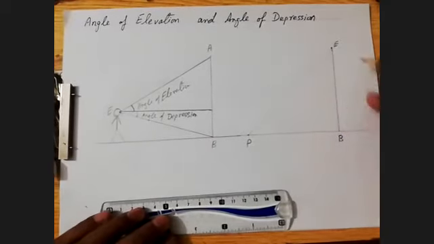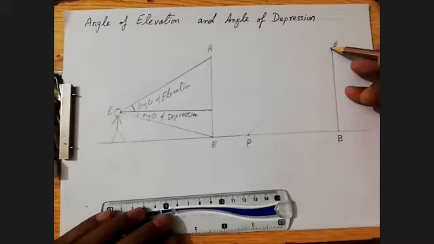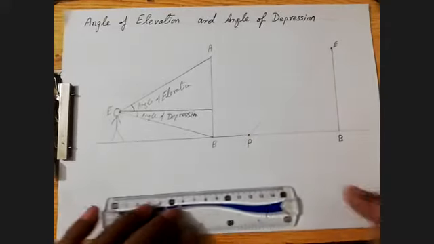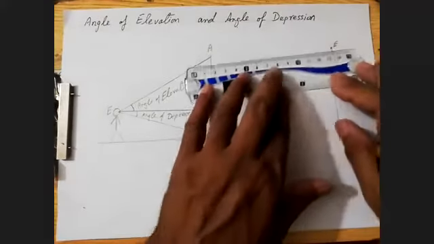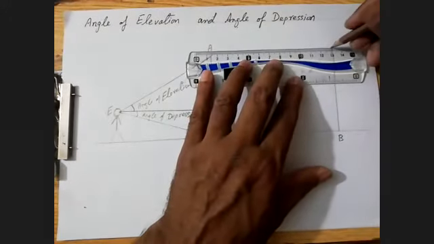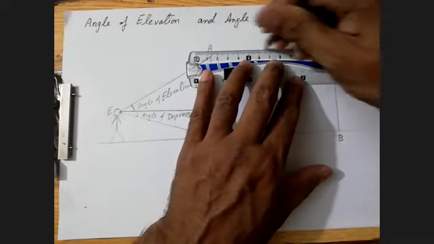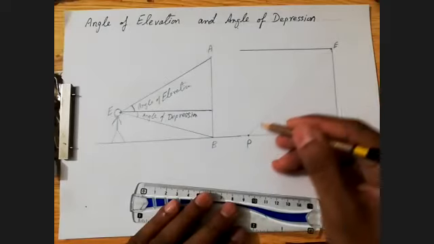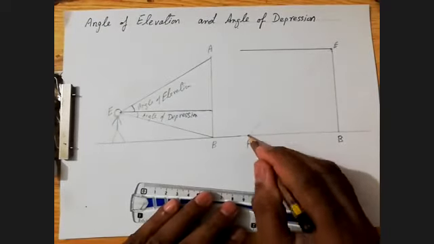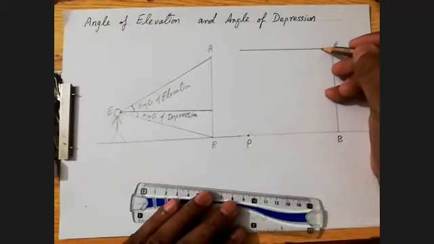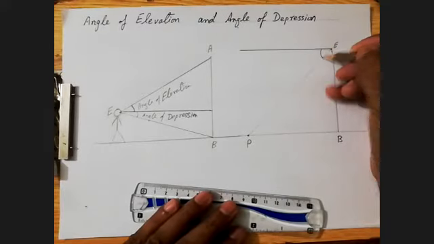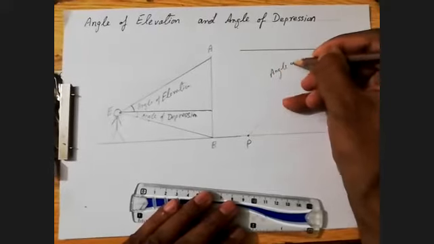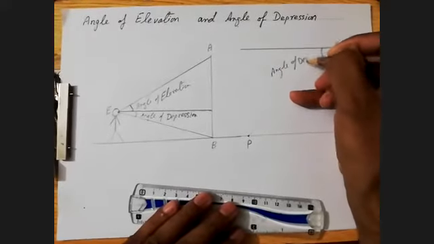Okay, now, for example, a person is standing at point E. In this figure, if the person is looking on the floor at point P, now he is making an angle of depression. So we have to draw a horizontal line like this. The person is standing at E, he is looking on the floor. At the floor, there is a point P. Now he is going to make an angle of depression. Now this will be the angle of depression.